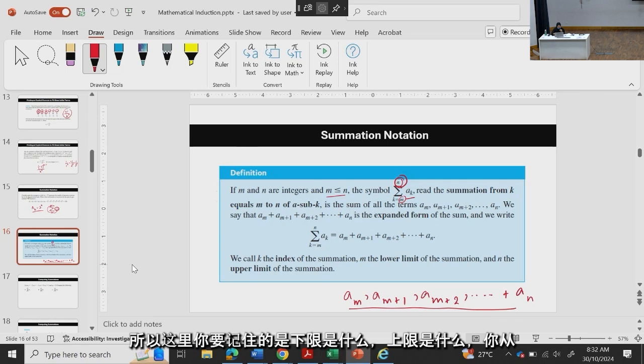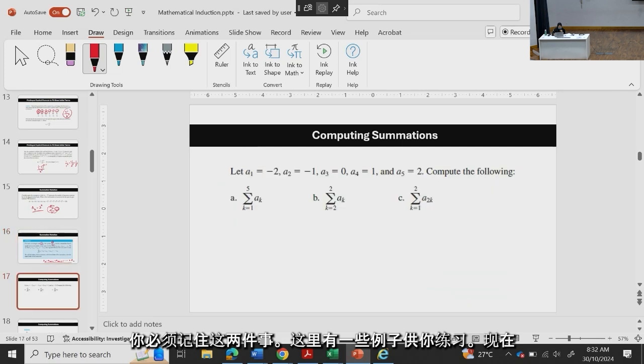So here what you have to remember is what the lower limit is and what the upper limit is. You start from the lower limit and from there you reach the upper limit. You show all the terms, plugging in the values starting from the lower limit and reaching the upper. The second thing to remember is that m, the lower limit, is always less than or equal to n, the upper limit. These two things you have to remember. Here are some examples for your practice.